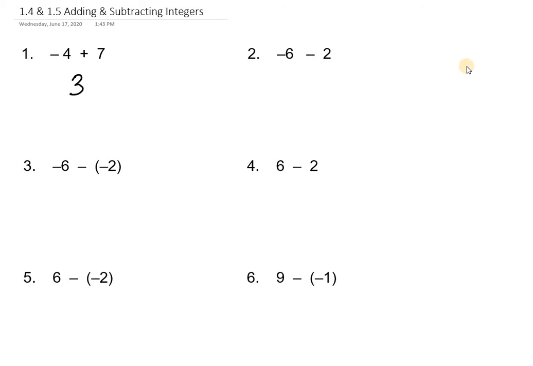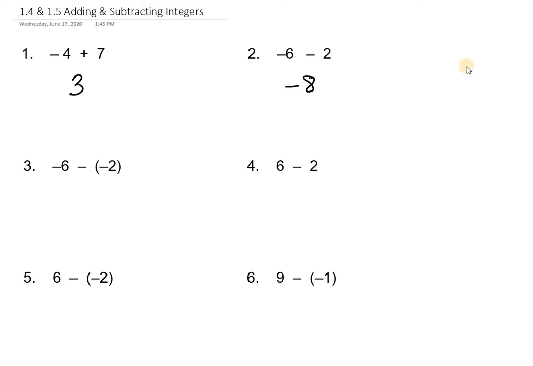Okay, problem 2, I have -6 minus 2. So let's again use money. I've got -$6 for my checking account balance, and then I write a check for another $2. So now my checking account balance is -8.